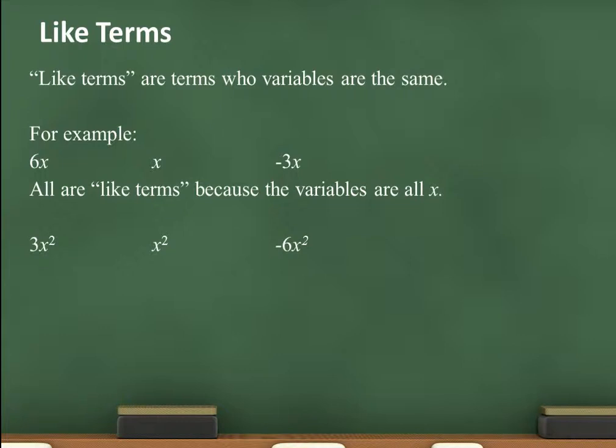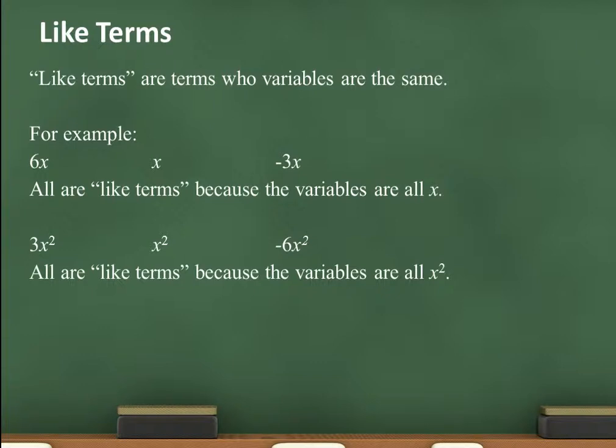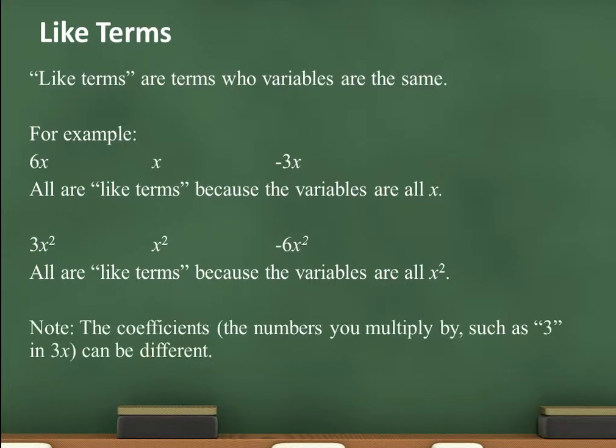3x squared, x squared, and negative 6x squared. All these are also like terms because their variables are all in terms of x squared. Again, this is regardless of the differences in their coefficients.